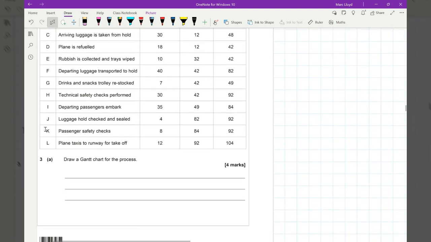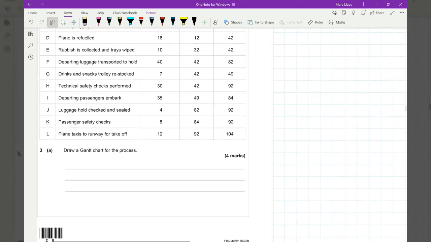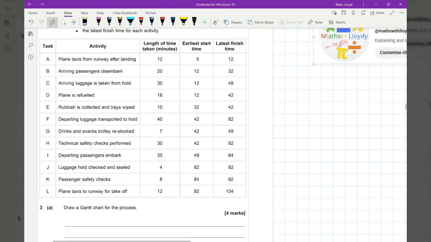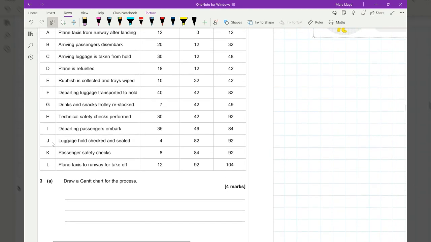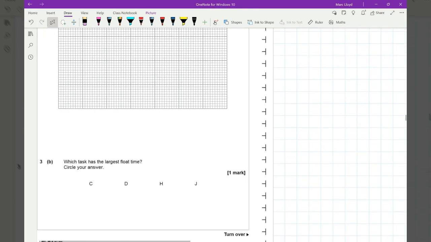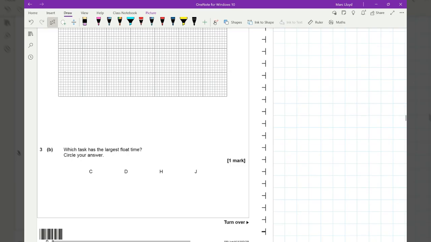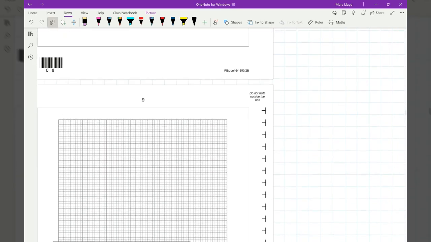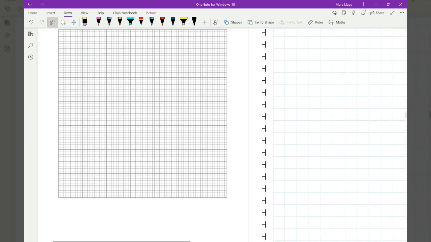This is nice and difficult because I'm going to have to get a second screen up so that I can see all of this information. But draw a Gantt chart for the process for 3A, and then for B, which task has the largest float time? So we'll look at that once we've got that there. Bear with me as I open up another OneNote, move it to the right. You're not going to see any of this because I'm recording just by looking at one screen.